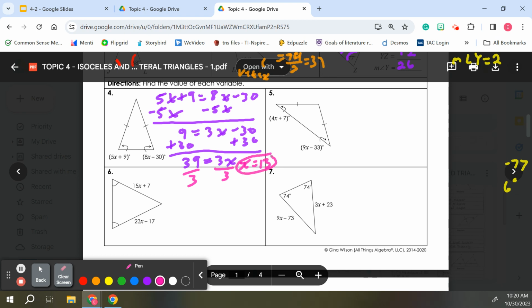Now, if I wanted to solve for each angle, I would take the 13 and substitute it in. I don't have to do that for this one necessarily, but just keep that in mind. Why don't you guys try number 5 on your own?